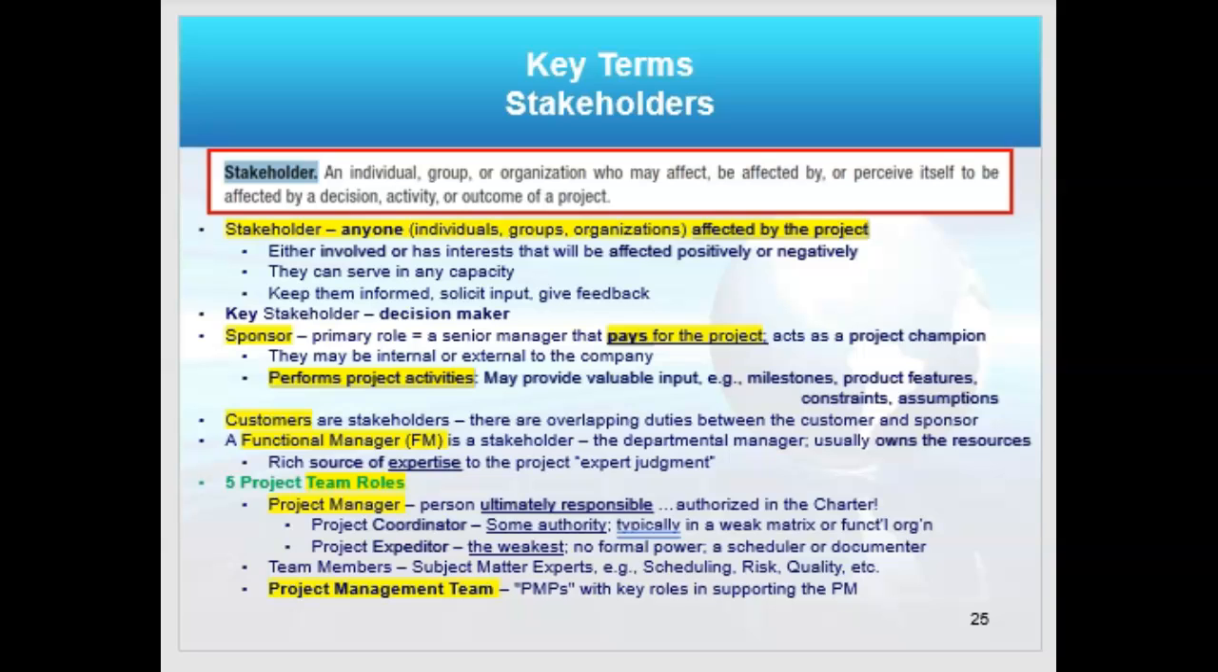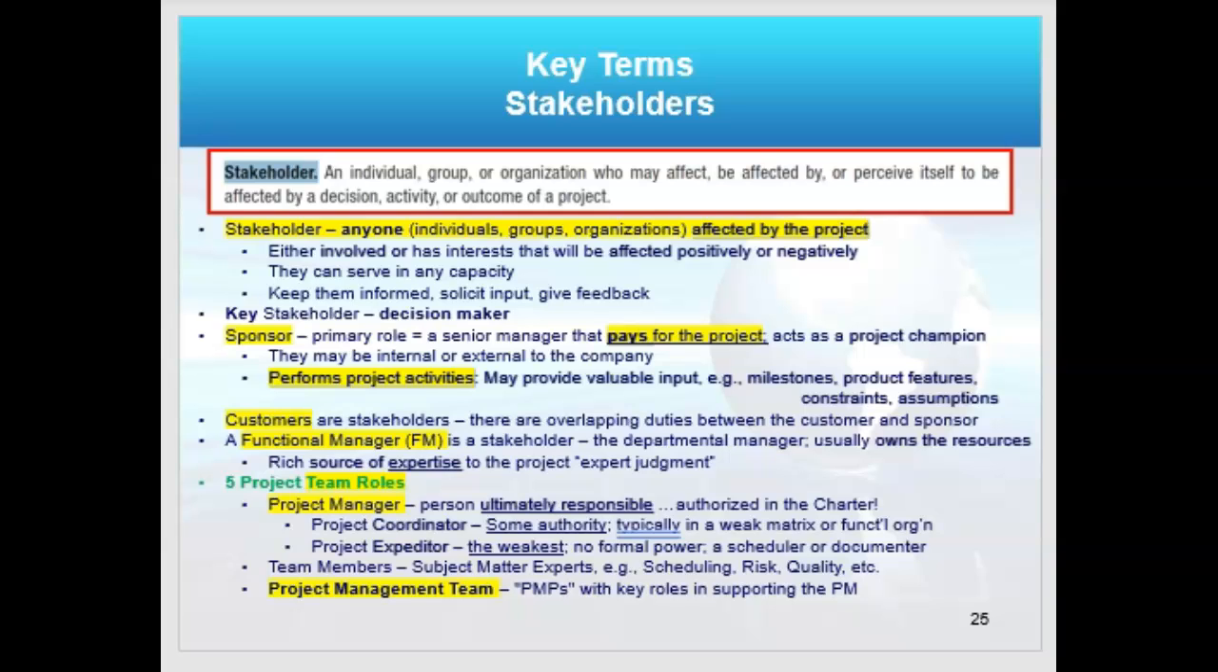So I at times will use shorthand. Just know, I think it captures the essence of the definition, and I'll try to make that clear along the way. Right? A stakeholder is anyone, an individual, group, organization, that's affected by my project. I get it. A key stakeholder I define as a decision maker. Remember, your sponsor is a special person who is actually paying for the project. So they have a special role. And they will perform some project activities like signing off your charter or your project plan, though you are responsible for it. You also have some customers, like a functional manager could be a customer.